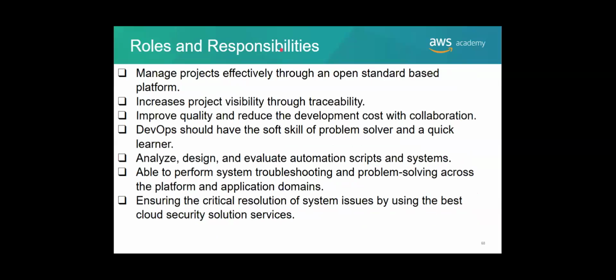So, what are the major roles and responsibilities? Manage the project effectively through an open standard based platform. You just have to understand the project effectively first. Then increase the project visibility through traceability. That means how I can implement a lot of tools to track this project. Next, improve the quality and reduce the development cost. With collaboration we are able to reduce the cost. Next, DevOps should have the soft skills of a problem solver and a quick learner. Yes, as a DevOps engineer, you should be a problem solver and a quick learner as well.